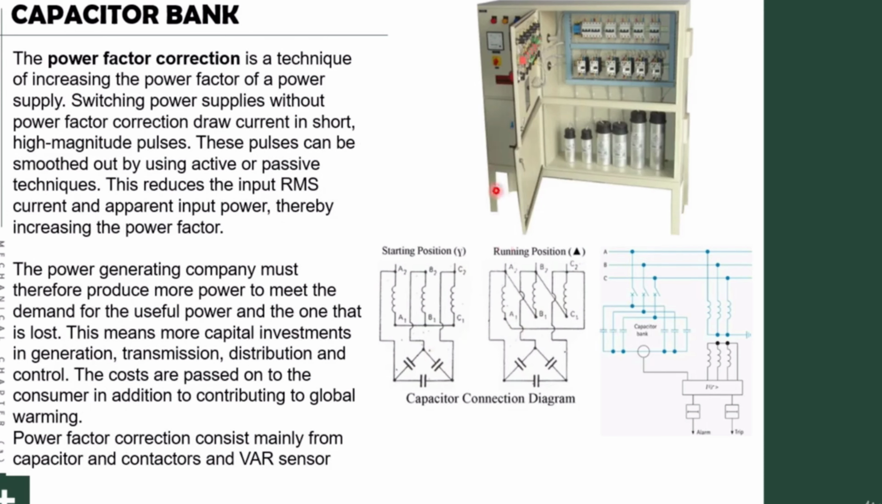And here also this panel is called the capacitor bank. The capacitor bank or power factor correction is a technique to increase the power factor of the power supply. Switching power supplies without power factor correction draw current in short high magnitude pulses. This process can be smoothed out by using active or passive techniques. This reduces the input RMS current and apparent input power, thereby increasing the power factor.